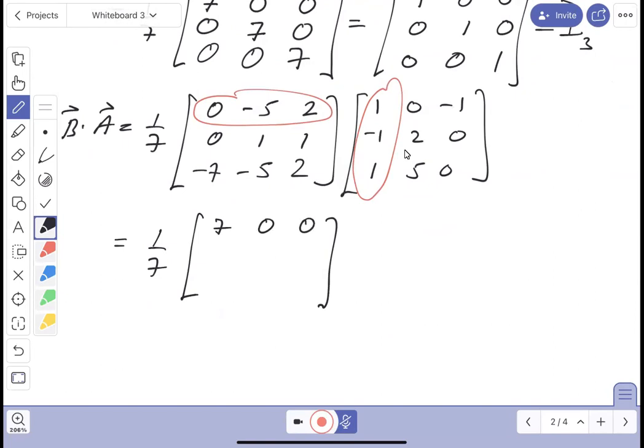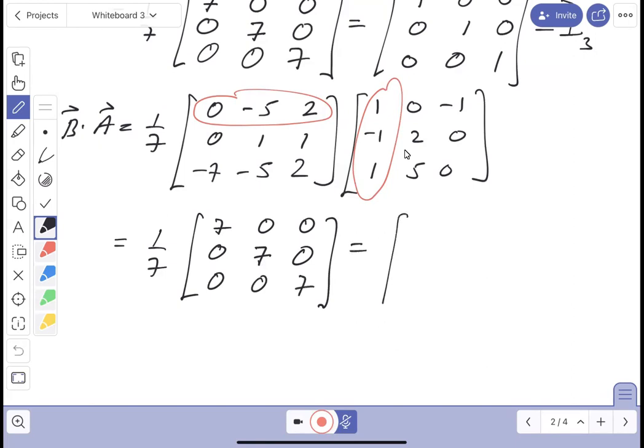That was pretty simple. Next one, 0, minus 1 and 1, 0. Next one, 0, 2, and 5. That's a 7. Next one, 0, 0, 0. Next one, oh boy, minus 7, plus 5, plus 2. That's 0. Next one, 0. Let's see, minus 10 and plus 10, that's 0. Next one, 7, 0, 0.